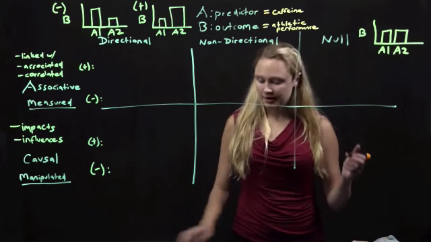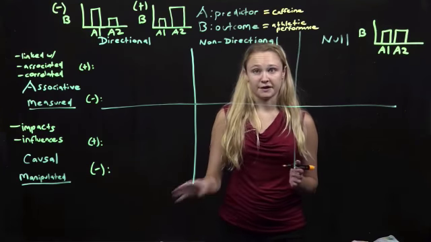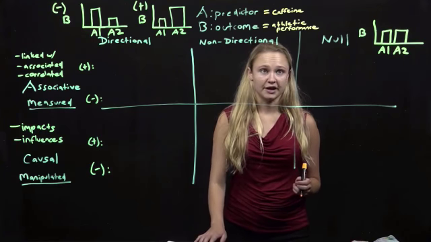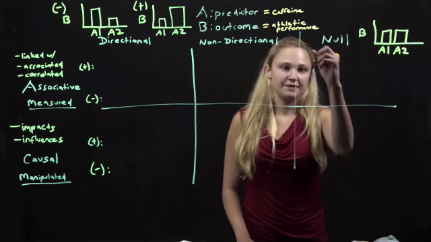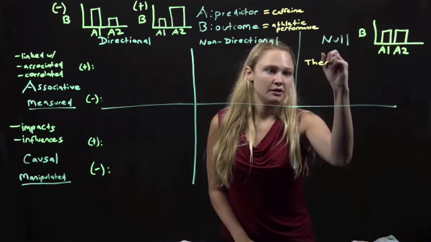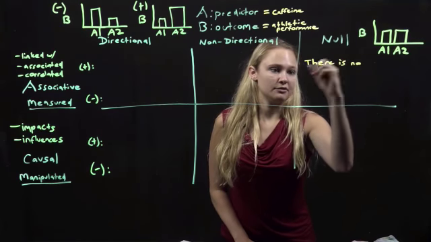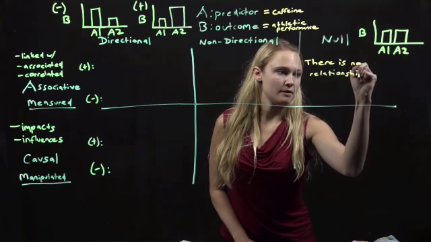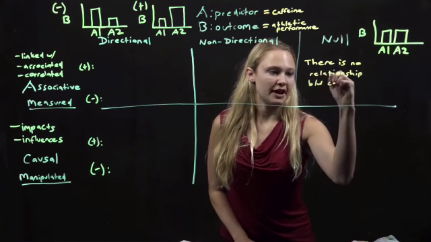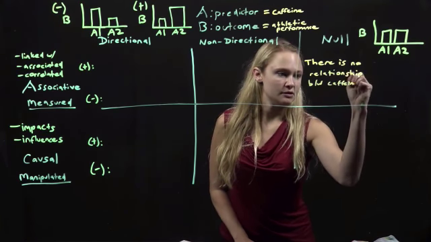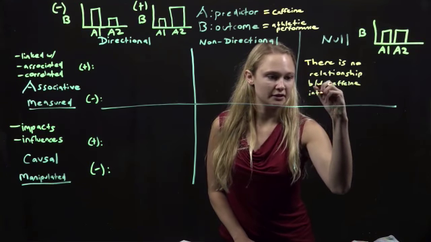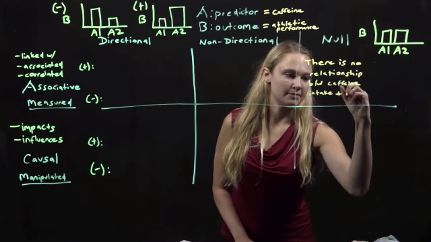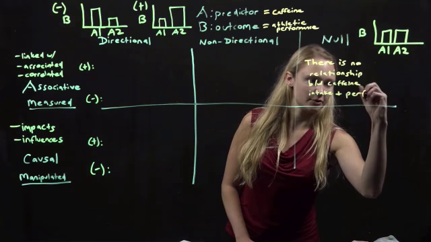So for our null hypothesis, let's say the researcher is using self-report to measure caffeine intake. So null hypothesis could be there is no relationship between caffeine intake and performance. I'm just going to shorten athletic performance to performance.